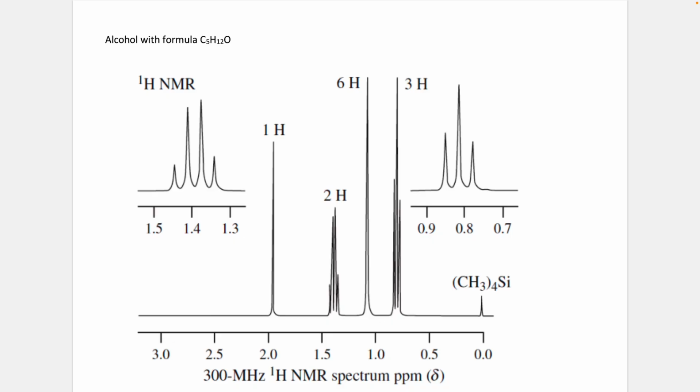All right, so the integrations are nicely worked out for us. Let's maybe make a list of what might be going on here. So the quartet is the 2 H's. And how many neighbors does that have?